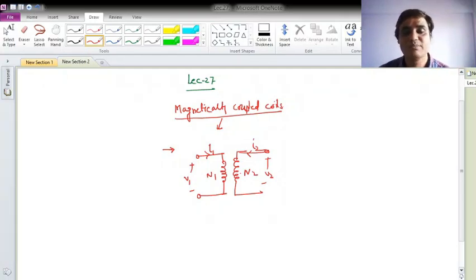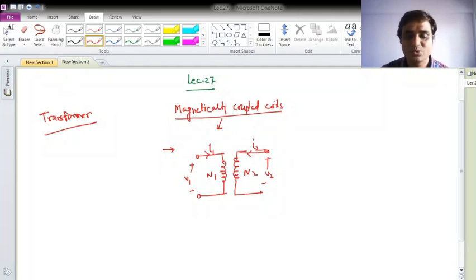When the flux of one coil links to the other, it means they are mutual, that is, they share the common magnetic flux, and this flux changes with time. If the flux changes with time, there will be an EMF induced in it, and this kind of phenomenon is called the transformer, as we know.